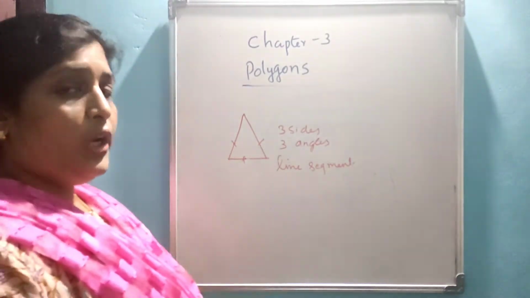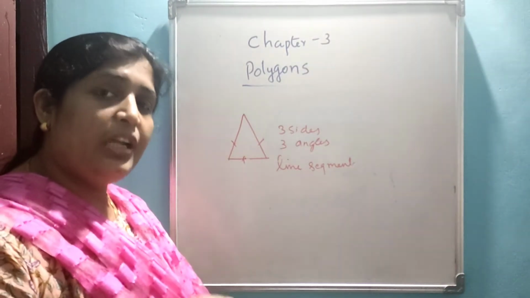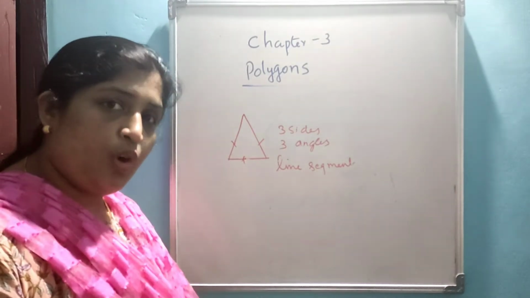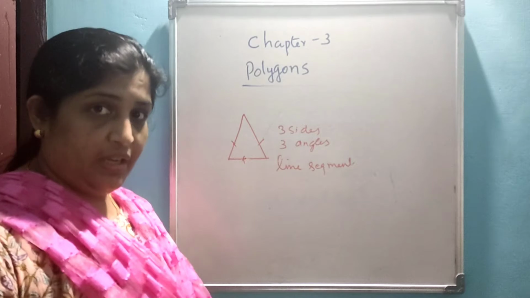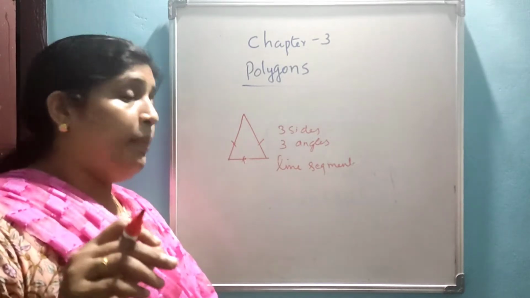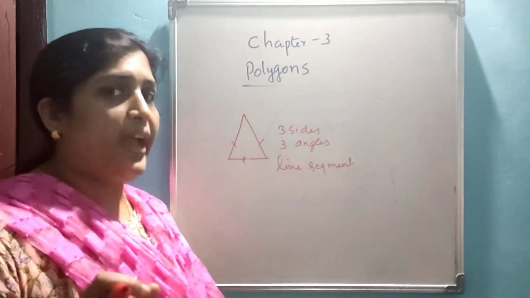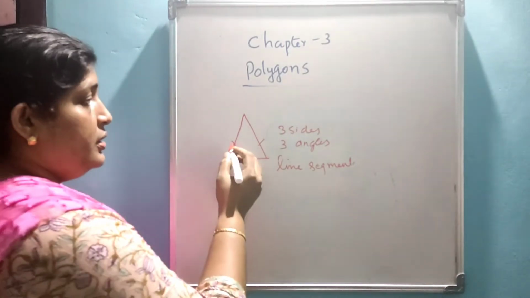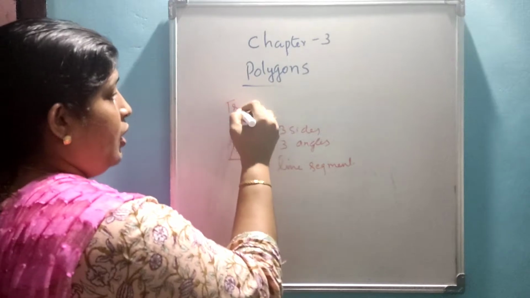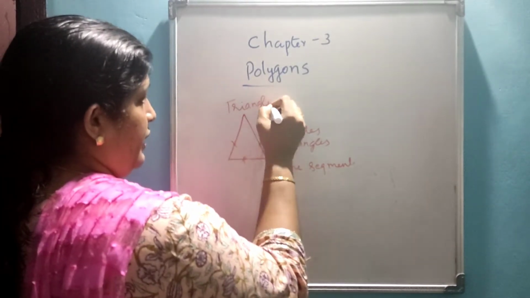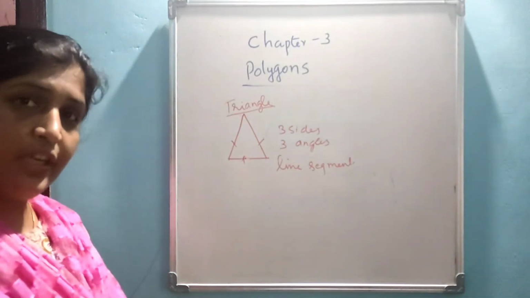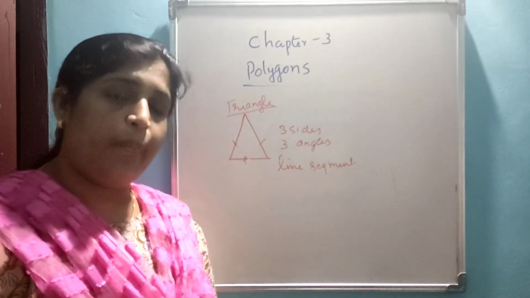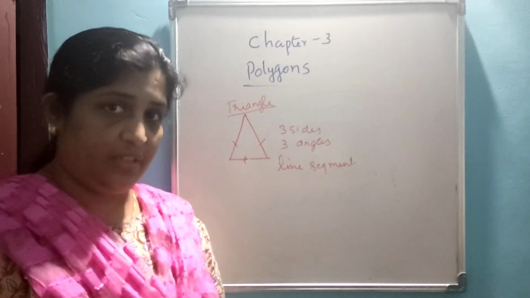So a polygon means a simple closed figure that is made up of only line segments. And in any polygon, the number of sides and the number of angles are equal. So the triangle is the smallest polygon, and the definition of a polygon is that it is a simple closed figure made up of only line segments.